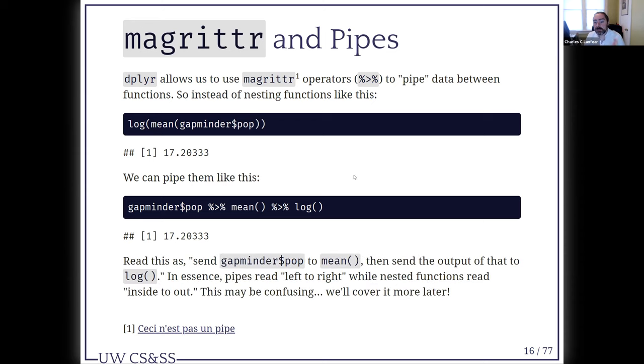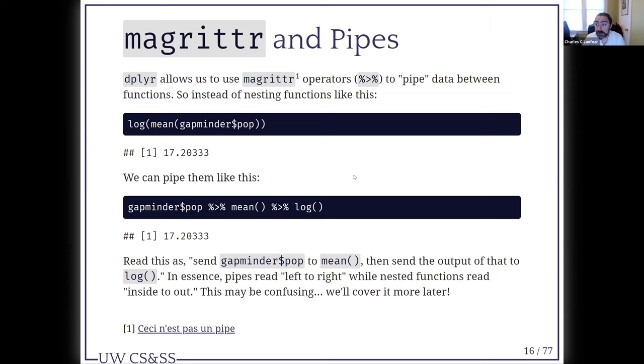Okay, so reading things left to right or writing them left to right with pipes makes your code a little bit more readable for most people. It also gets a lot more readable when you have a lot of things piped. It's pretty common for me to have dozens or maybe even 100 commands piped in a row in a single pipe chain.